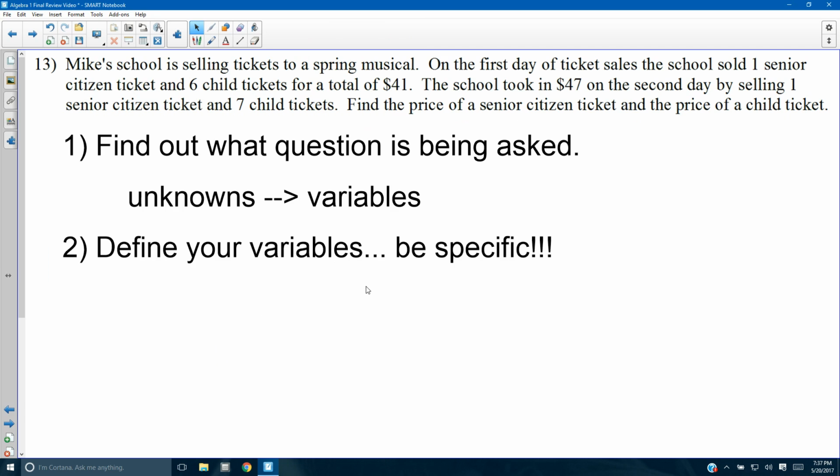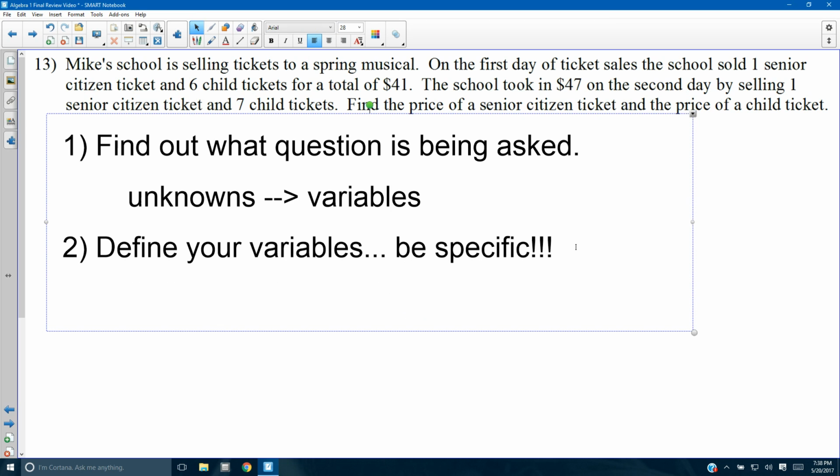Now, this word problem here, number 13, and I believe number 14, have the same format of question. Maybe 14 is just a little more difficult to solve. So unfortunately, we will not be very varied with this variable definition stuff. But I'll show you what I mean by be specific when I actually create them.